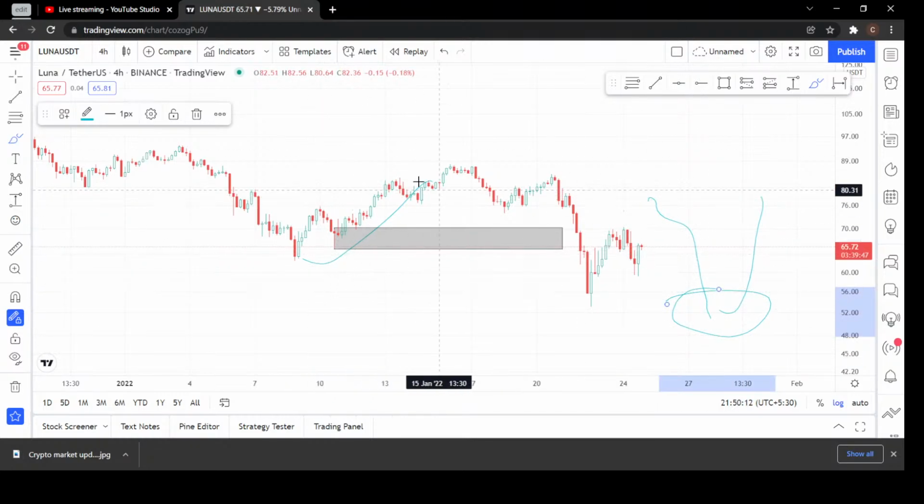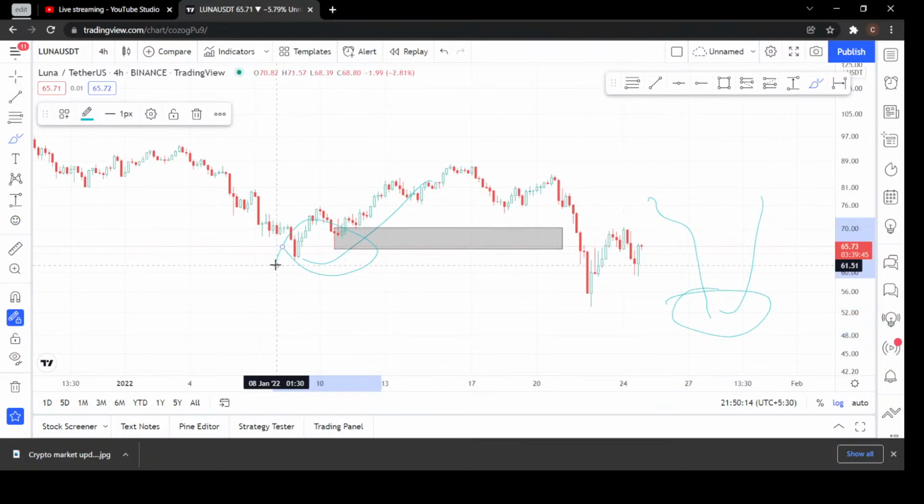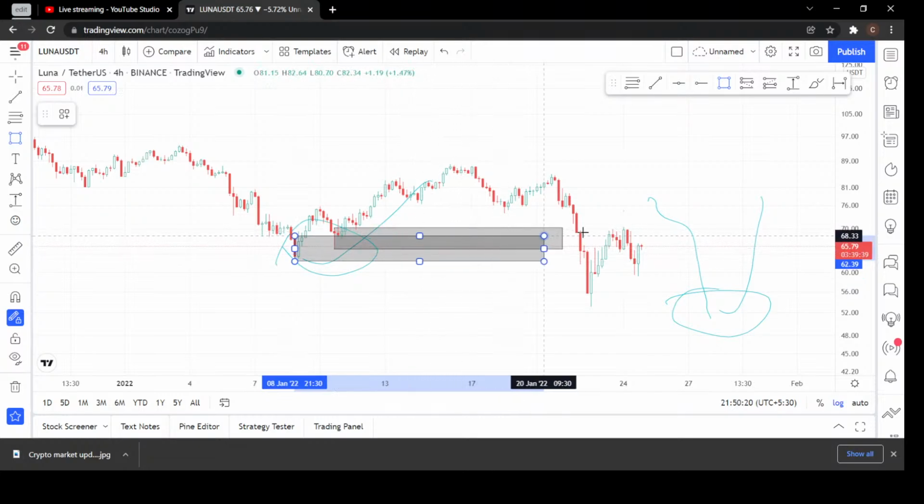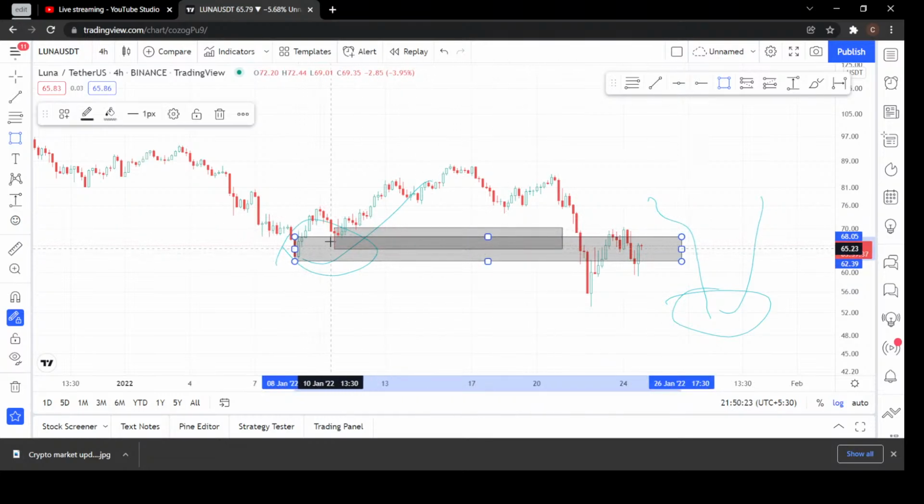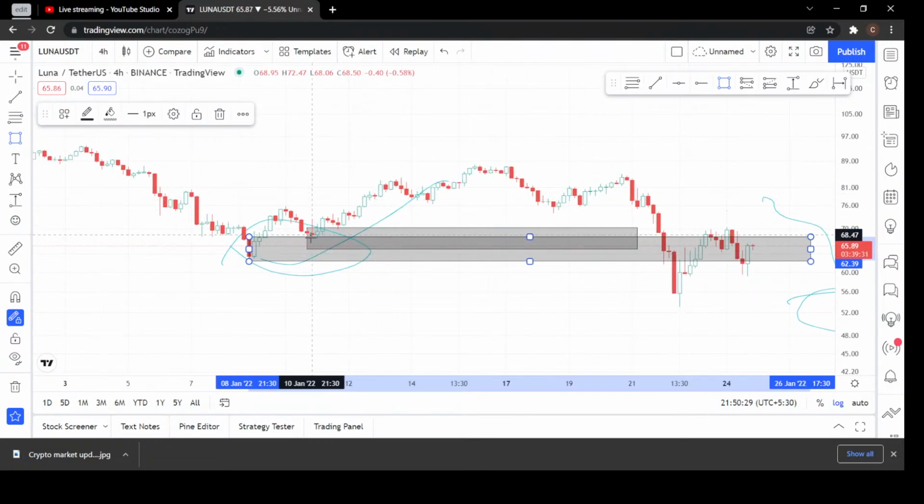In this case, we moved up from where? This level. So if somebody wants to make this range, your first order block range will be from this candle to this candle. And then your second order block range is this, because price came down to mitigate from this level for an upward trend. That is how you identify the order block.